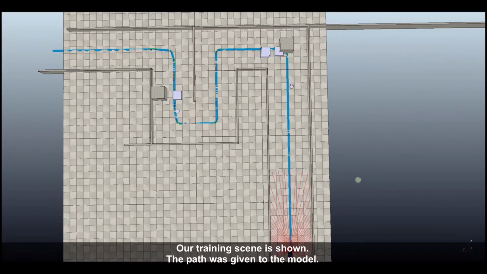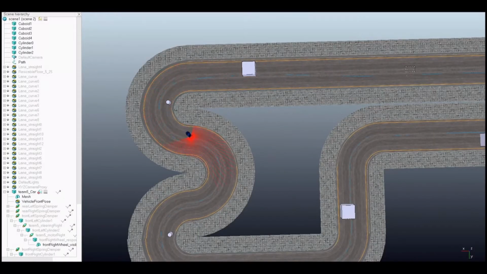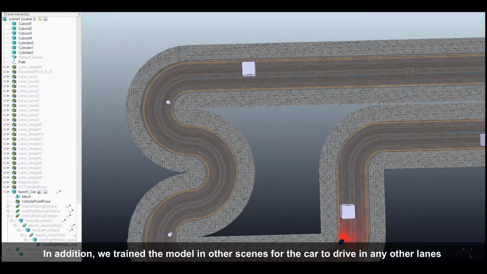Our training scene is shown. The path was given to the model. We have randomized obstacle positions, and this provided the model more situations to learn. In addition, we trained the model in other scenes for the car to drive in any other lanes.